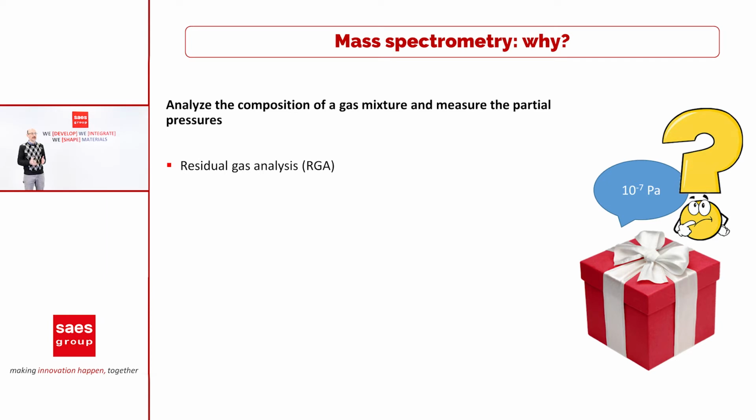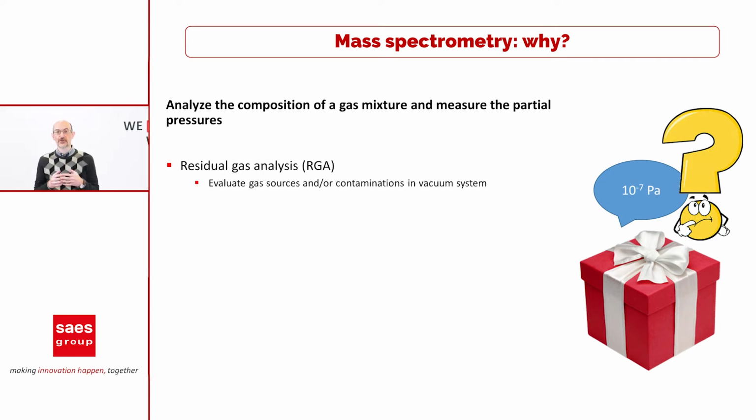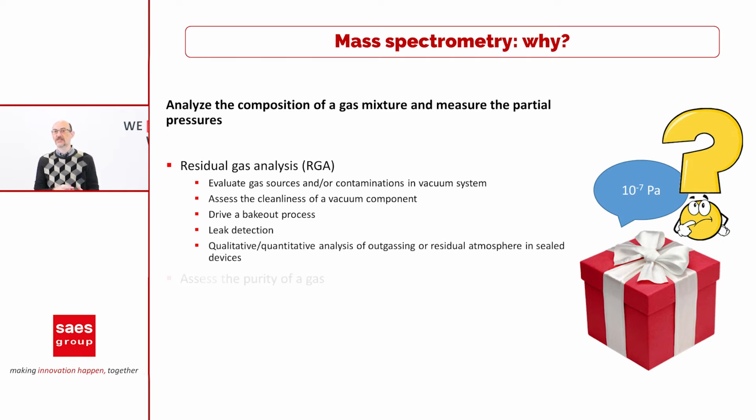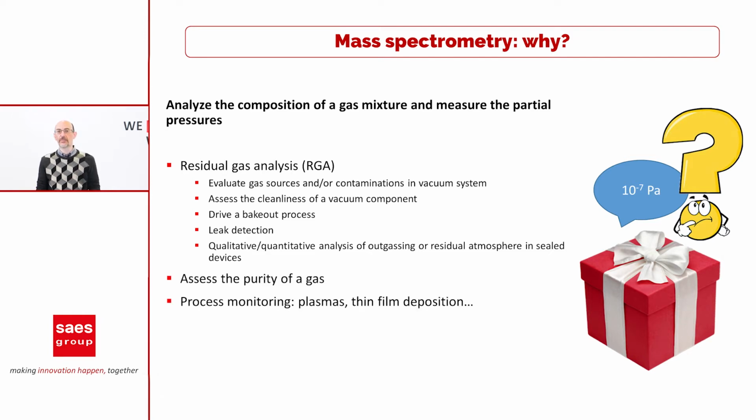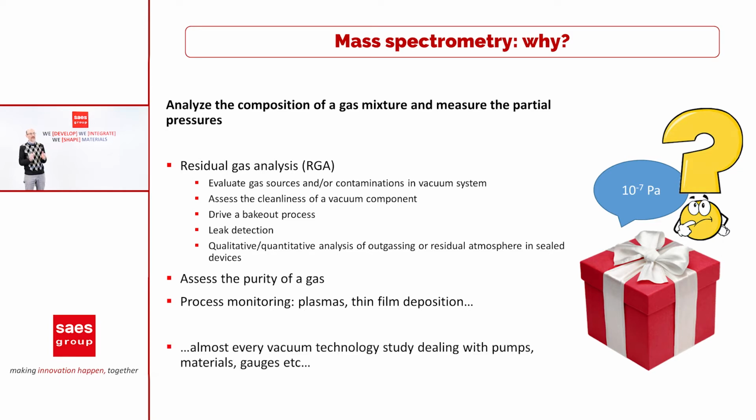With an RGA, we can evaluate gas sources and search for contaminations, assess the cleanliness of a component, drive a bake process, perform leak detection, study the outgassing of materials, assess the purity of a gas bottle, or monitor processes as, for example, plasmas and thin film deposition. We can say that mass spectrometry is a key technique for almost every vacuum technology study.